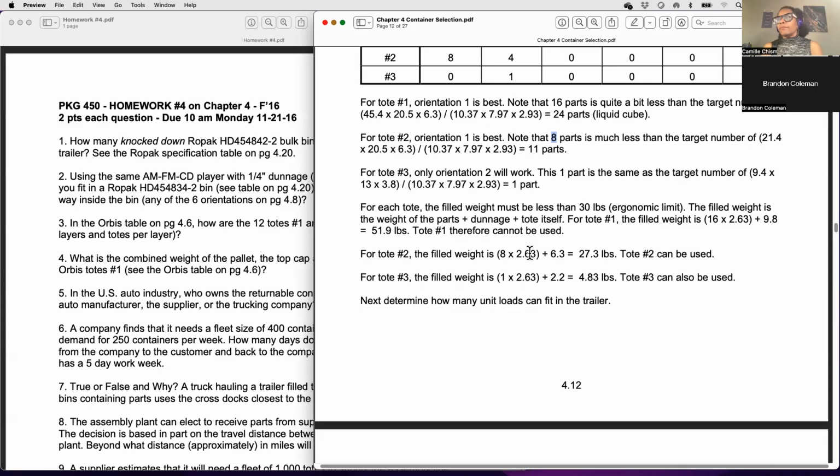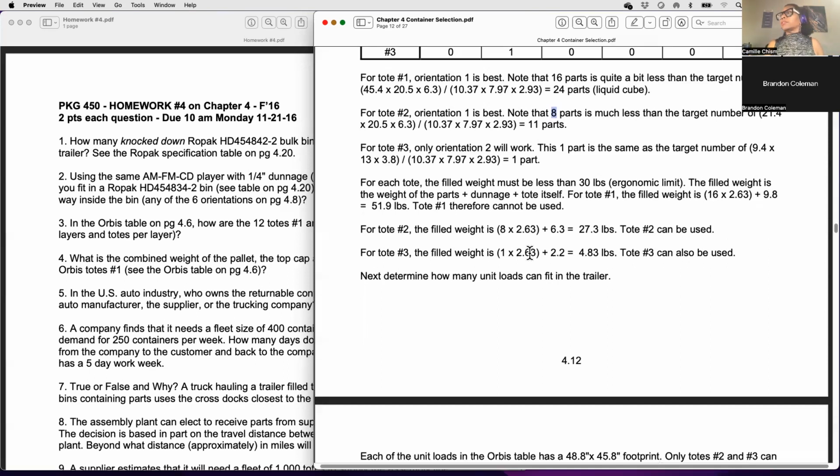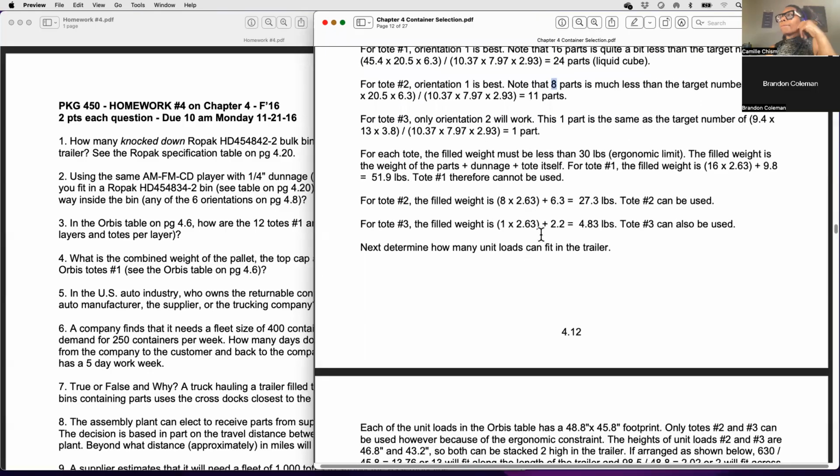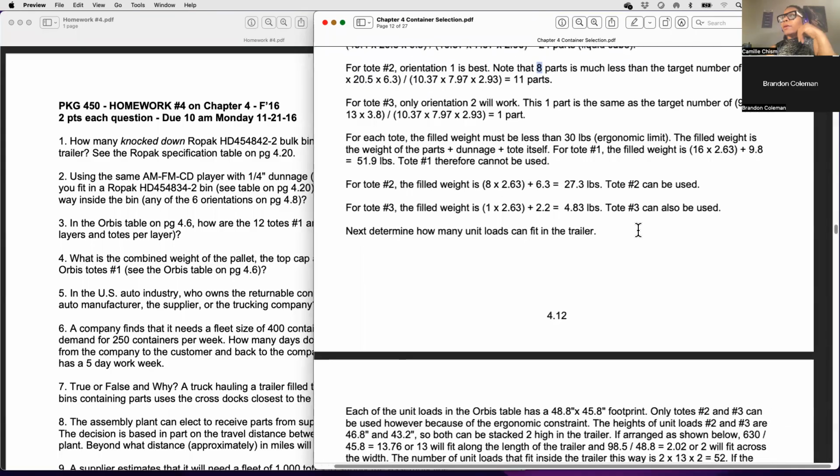But in this case, we're looking at 30 pounds as a limit. And then for tote number 3, the same thing. You've got that one part multiplied by its weight of 2.63 plus 2.2 pounds for the tote itself. So you're coming up with 4.83 pounds for a full tote 3, for someone to carry that one radio in that small tote by itself. It's going to be just under 5 pounds. Okay, so now we know for whatever reason, we've been pushed to using totes, and our options are either tote 2 or tote 3, because tote 1 is going to be too heavy at 50 pounds.